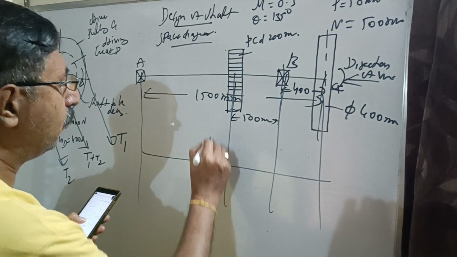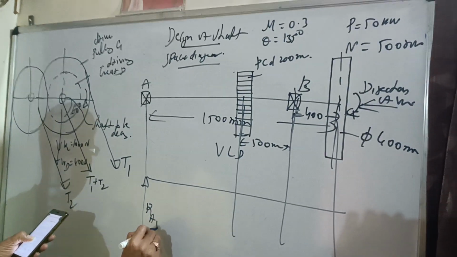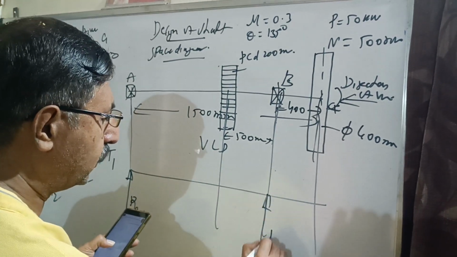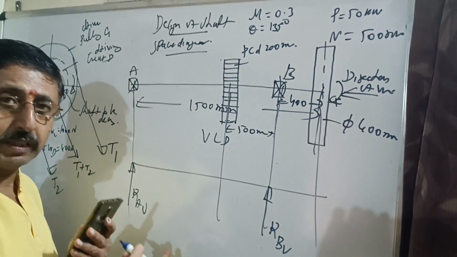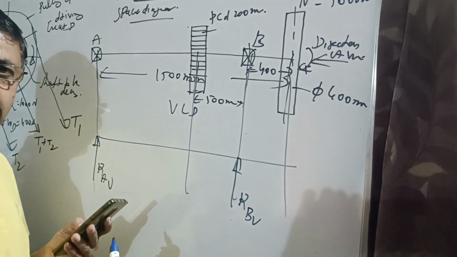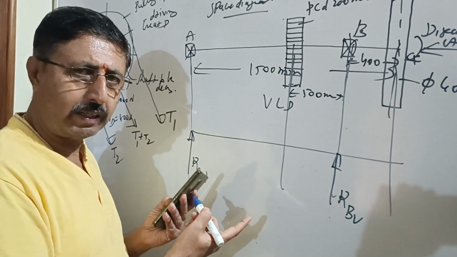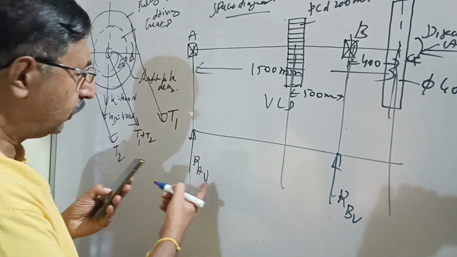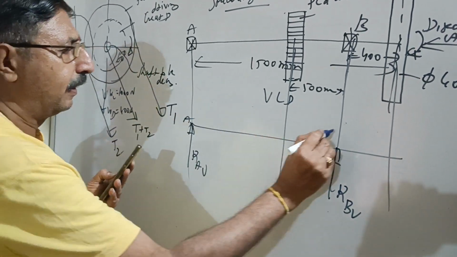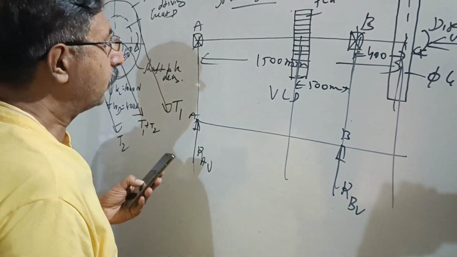First let us draw the vertical loading diagram, VLD. So we know the reactions, RAV and RBV. Let us assume this direction of the reaction, acting in the upper direction. Right now we don't know the direction of these reactions at the supports A and B, but initially let us assume it in the upper direction. In the end we will prove whether it is right or wrong. If it is not correct, we will change the direction.